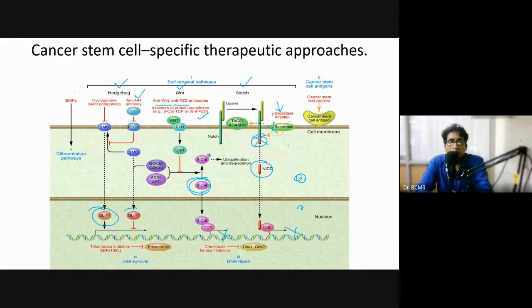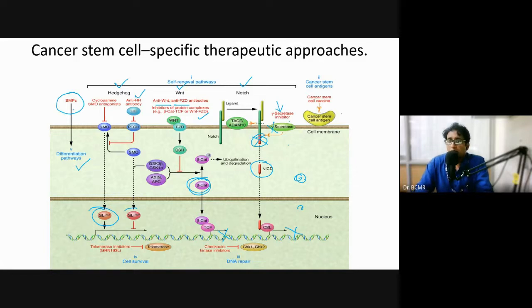We can also use BMP and others that can increase the differentiation pathway, so that the cell that is blocked from maturation could get differentiated and then it would die out.